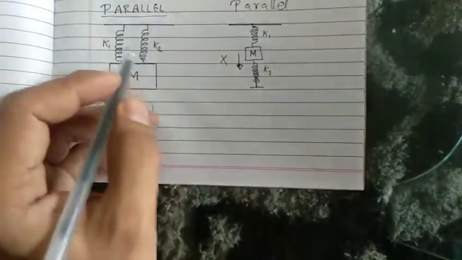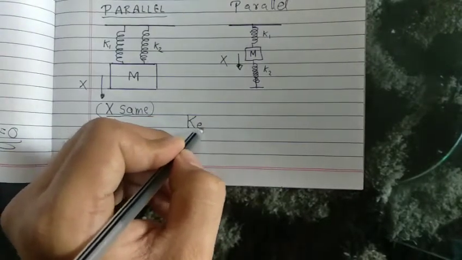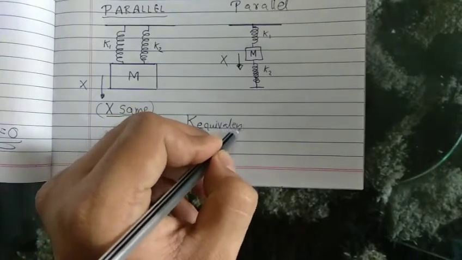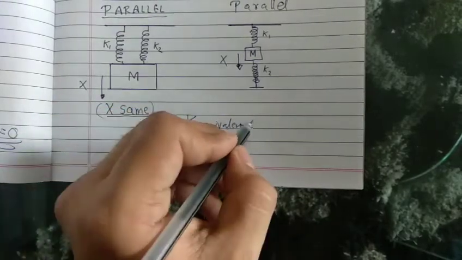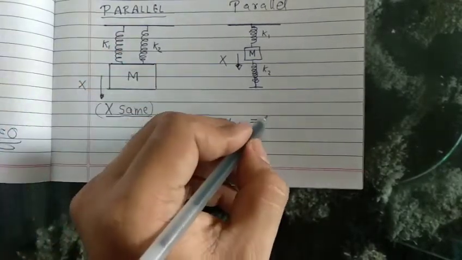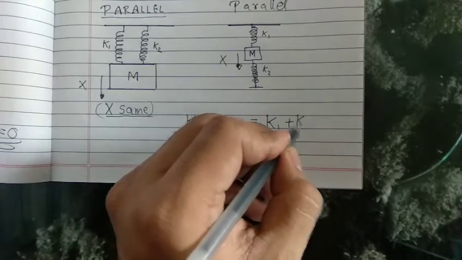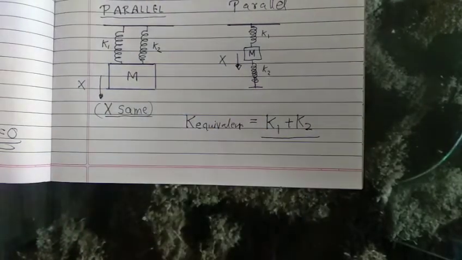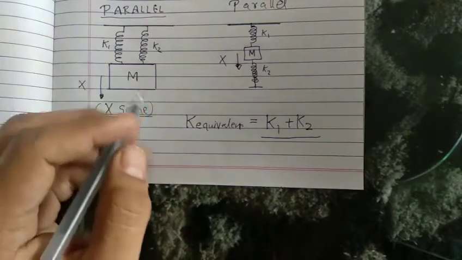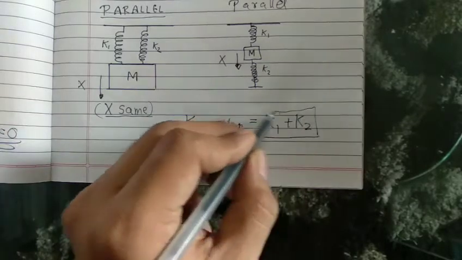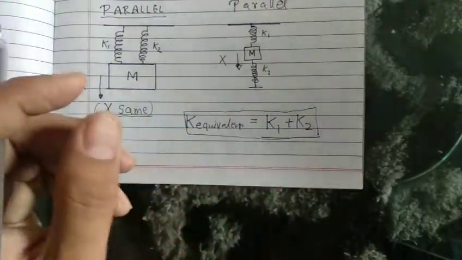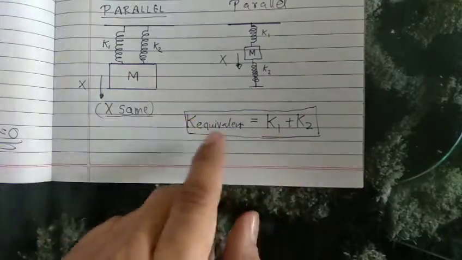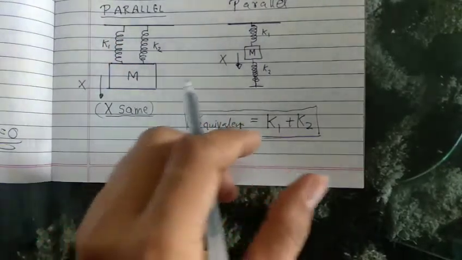Now in parallel, if you want to find the equivalent spring constant, k equivalent, in the parallel combination, the equivalent k is given by this formula: k1 plus k2. Now obviously, you may be confused about how this formula came. So for that I will give you the proof of this formula. But it is a formula by which you can find the equivalent k. So let's see the proof of this formula.